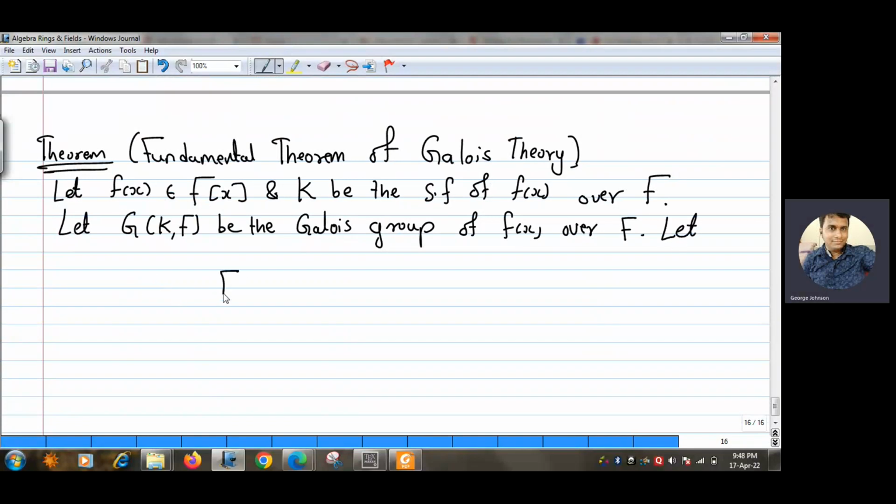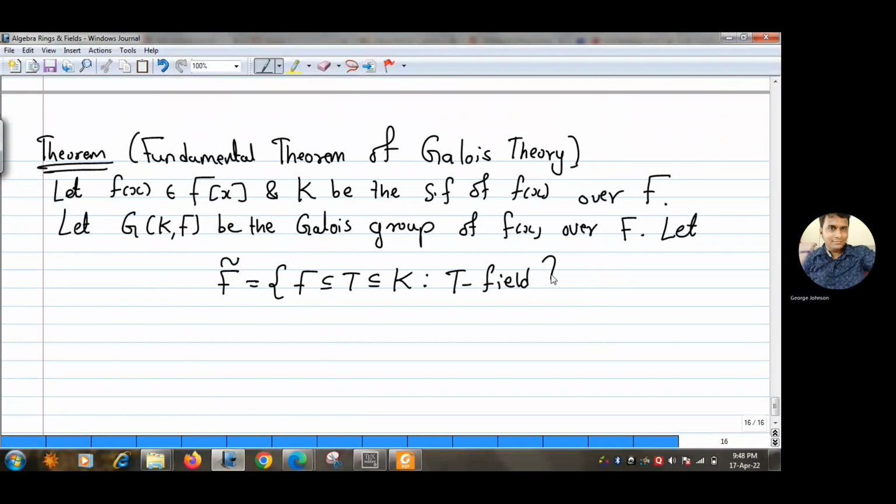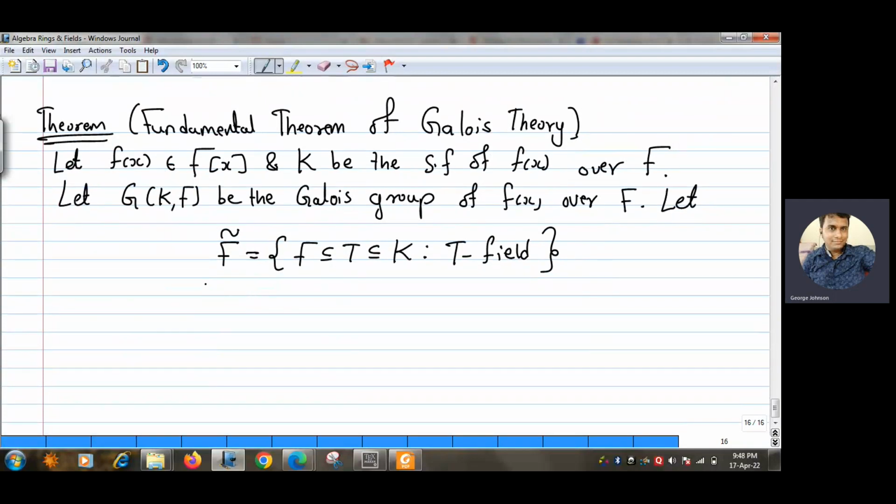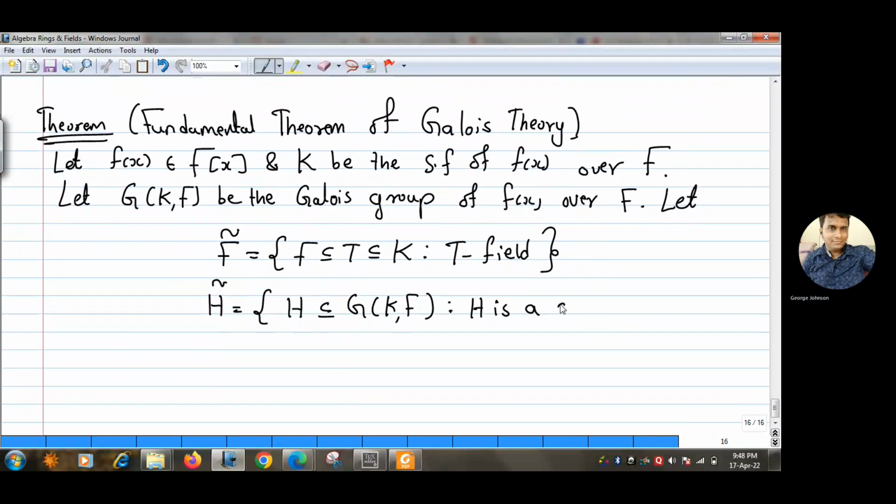Let us introduce some notation. F tilde: what is it? It is the collection of all fields T which lie between K and F. And H tilde is the collection of all subgroups of G(K/F), that is, the collection of all subsets which form a group. So H tilde and F tilde are clear.